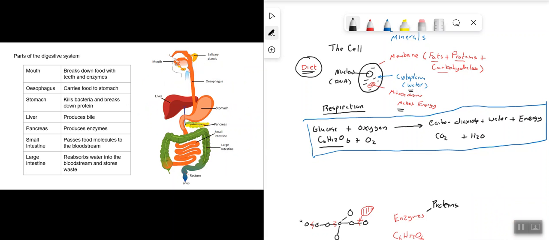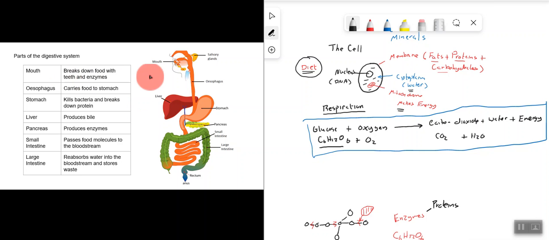We need to know the parts of the digestive system and the function of each of those parts. Inside your body, you can't see it. The only part of your digestive system you can see is your mouth. Inside your body, you have this whole complex system with different parts, and those parts all work together to take food, break it down, and extract the molecules that the body needs.